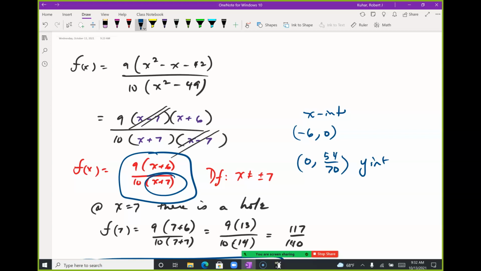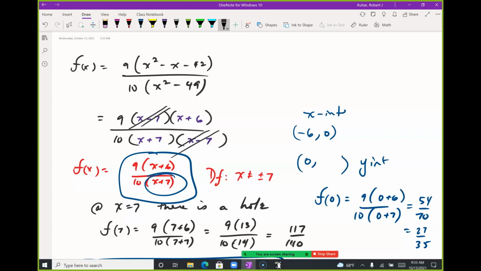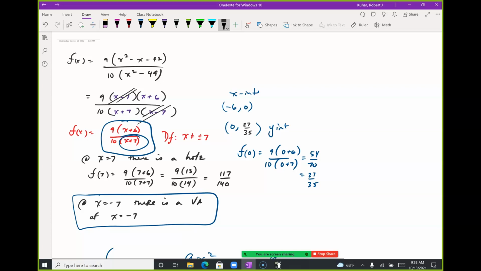Wait, how'd she get 0 and 54/70 again? F of 0 is 9 times 0 plus 6 over 10 times 0 plus 7. Yep. Okay, alright. So better would have been 27 over 35, right, because they're both even. They reduce. Nice.